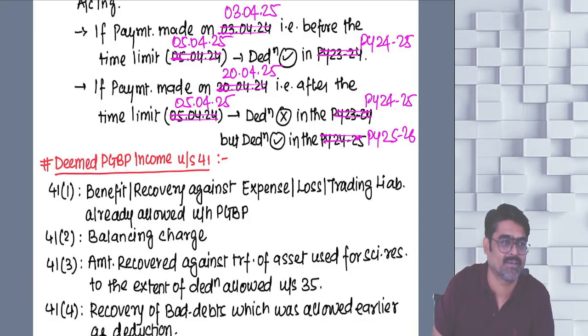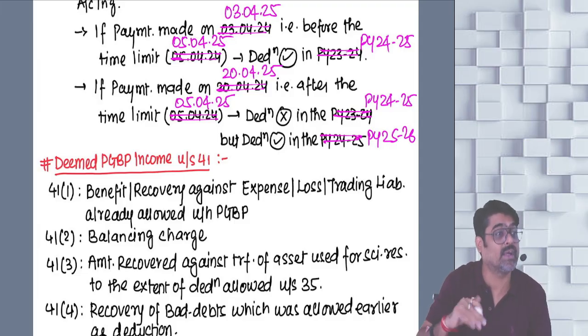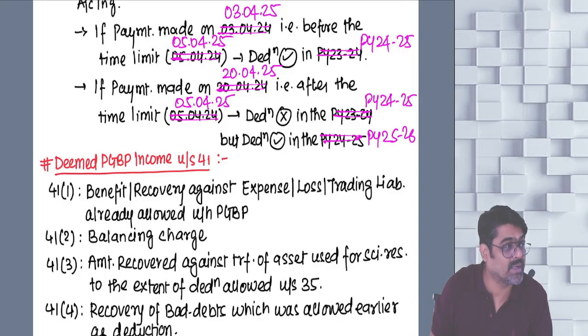Balancing charge. Power business, asset purchased for 100 lakhs, 40 lakhs depreciation already taken. What was the WDV? 60 lakhs. And you are selling that asset for a value which is more than 60 lakhs. So any recovery of selling price over and above the WDV, to the extent of depreciation allowed, will be treated as your balancing charge, will be treated as deemed PGBP income. I have already told you.